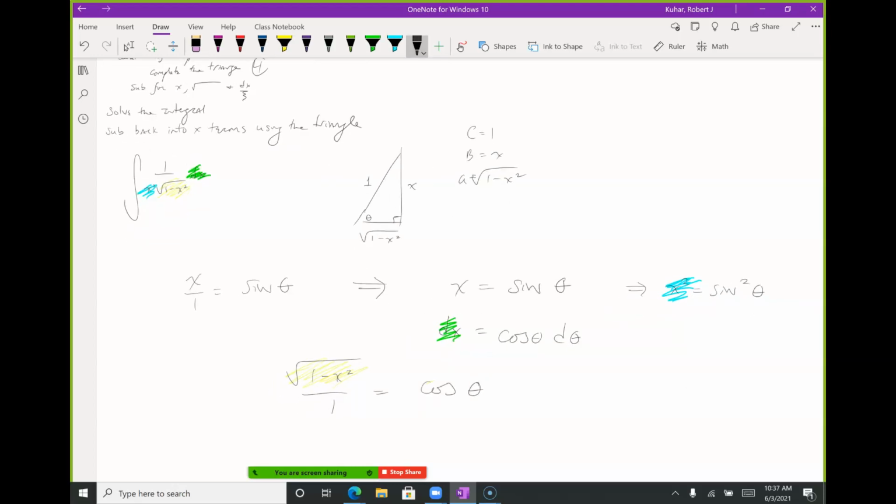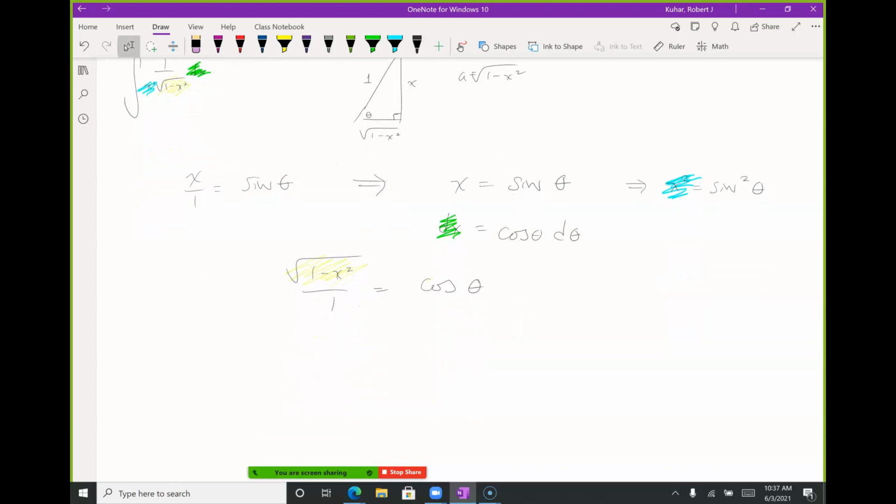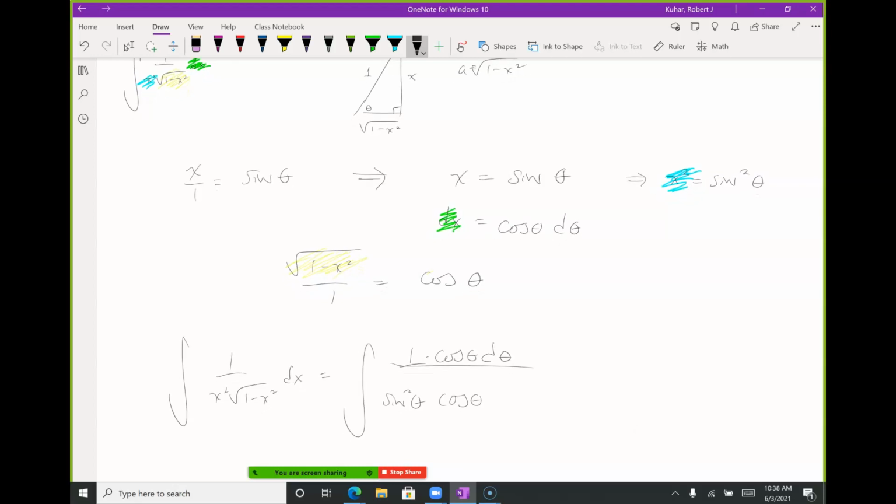So now step 5, substitute. We're changing our variable to theta now, right? So my integral of 1 over x squared square root of 1 minus x squared is now the integral of 1 over sine squared theta, square root is cos of theta, and dx is cos theta d theta. So I made all my substitutions. It's going to work this way every time.